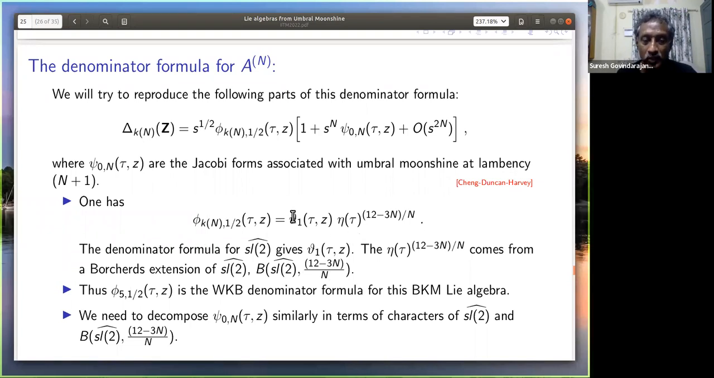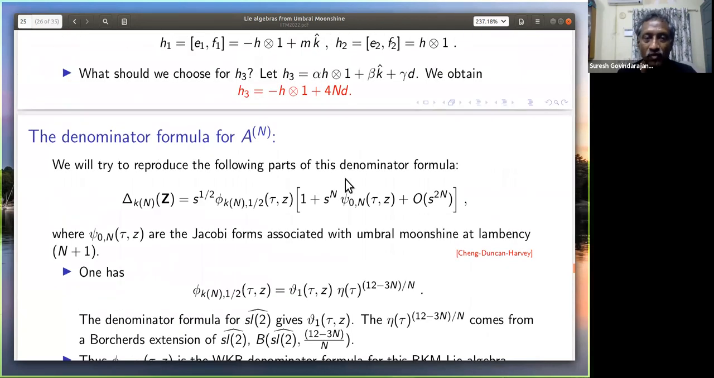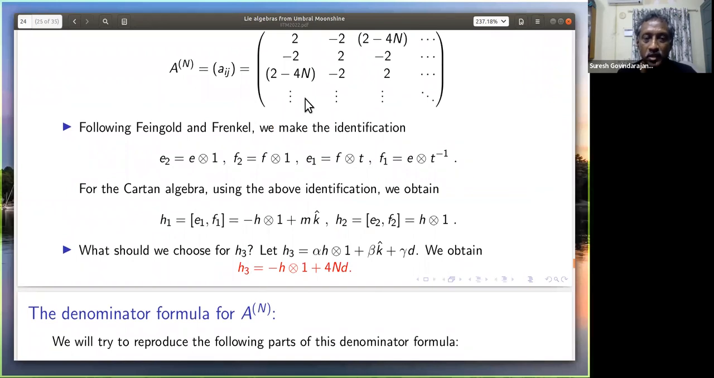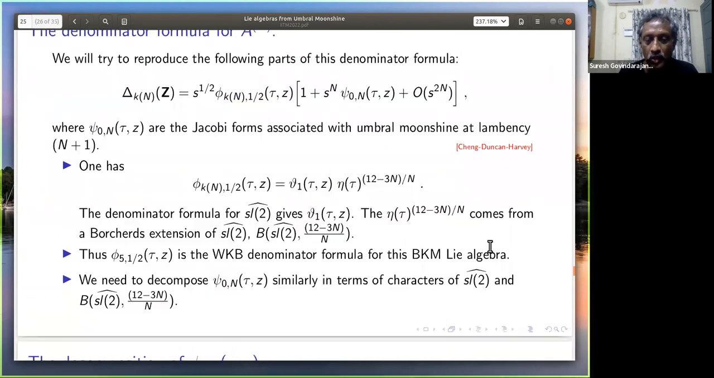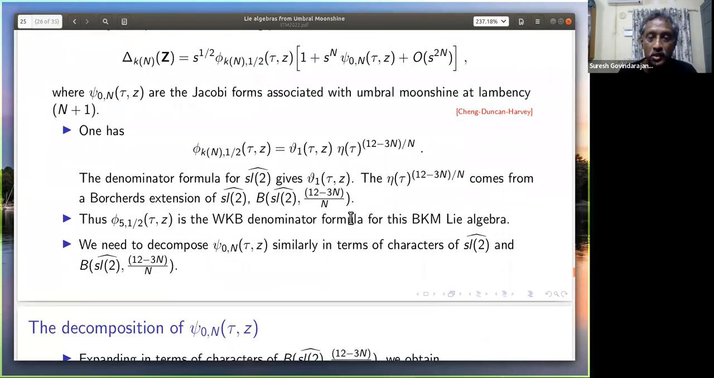This object looks like the denominator formula of a Borcherds extension of SL2 hat. If you look carefully, it comes down to E1 and E2 generating SL2 hat, and you can prove that this theta 1 is exactly the denominator identity associated with E1 and E2. And these etas are some imaginary roots which come naturally in this setting. So what we really have is that this G of A n also has some imaginary simple roots. So there is a Borcherds extension of SL2 hat.